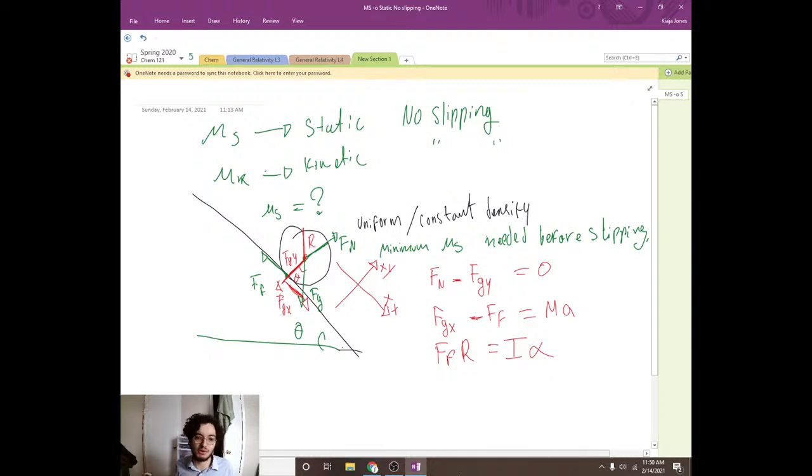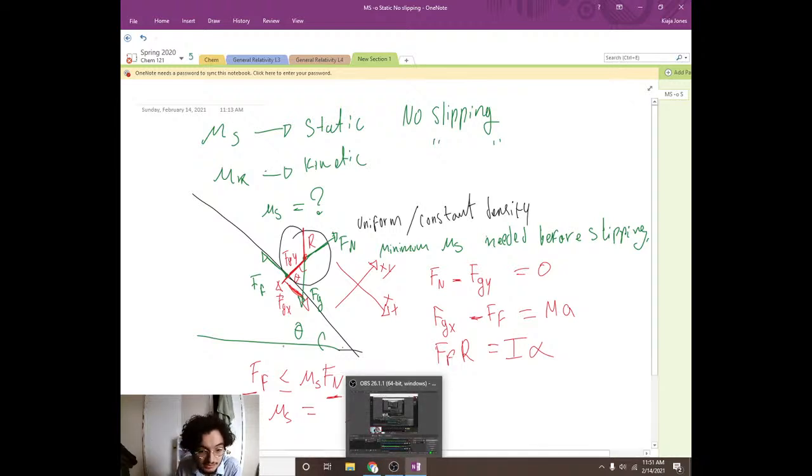So these three equations are pretty much all we need to solve for mu, because you know that the force of friction, if you want to find the minimum coefficient of static friction, is going to be less than or equal to the coefficient of static friction times the normal force. So over here we have the normal force, and we have the friction. We can solve for that, and so when mu s equals force friction divided by normal force, then we can get the minimum.